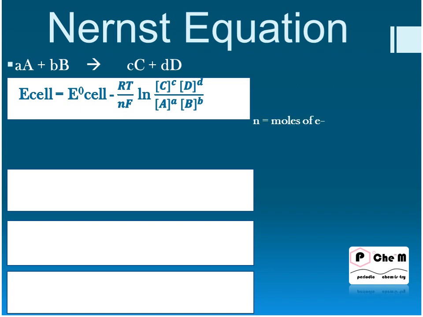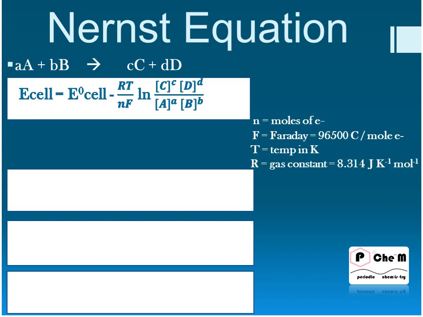So what are each of the terms in this equation? n is the moles of electrons, F is the Faraday constant, which is equal to 96500 coulombs per mole of electrons. Temperature is T and it is in Kelvin. It is very important to convert the temperature to Kelvin. And R is the gas constant, which is equal to 8.314 joule per Kelvin per mole.